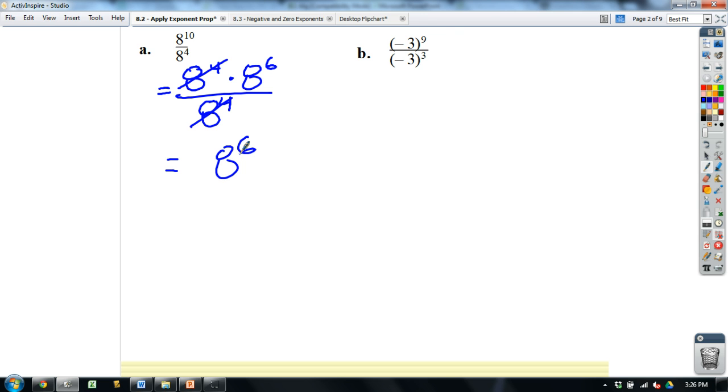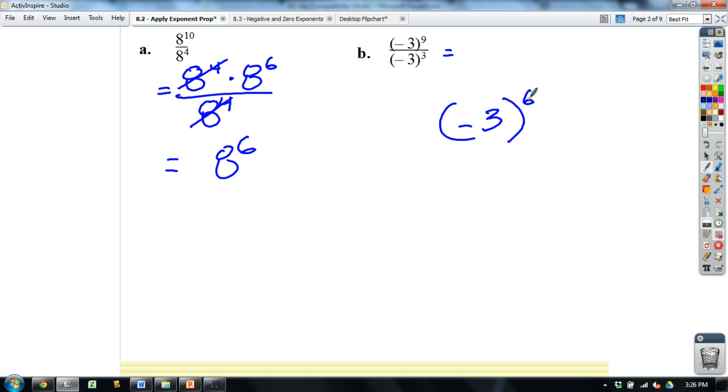Okay? So same deal here. There's 9 of these. The base is showing up 9 times. The base here is 3 times. I'm dividing, which means I'm going to be subtracting. So my answer here is -3 to the 6th power.